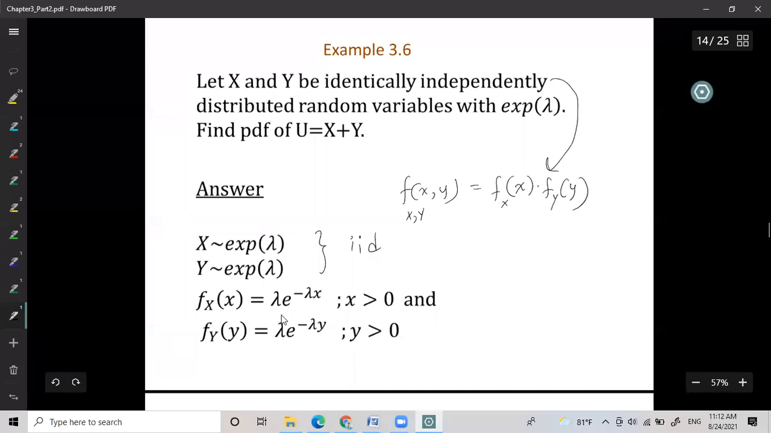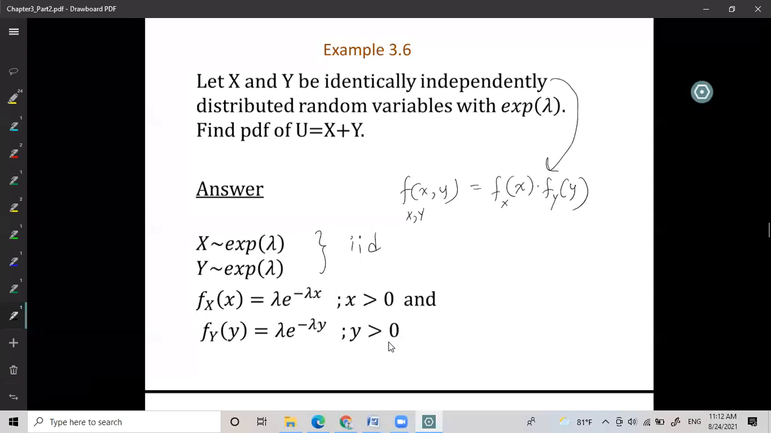Okay. So we start with writing the marginal densities, f of x. This is the exponential distribution, lambda e to the power negative lambda x. X will be from 0 up to positive infinity. Y the same thing, from 0 up to positive infinity.